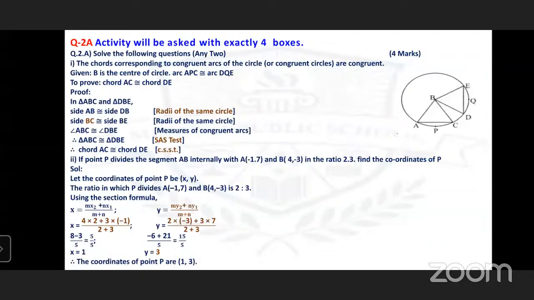So this is the second activity from your question number 2. Now see the third activity, you have to attempt any two. But we see the third activity. If sec theta is equal to 25 by 7, then find the value of tan theta. Now, first we check the relation between sec and tan theta.